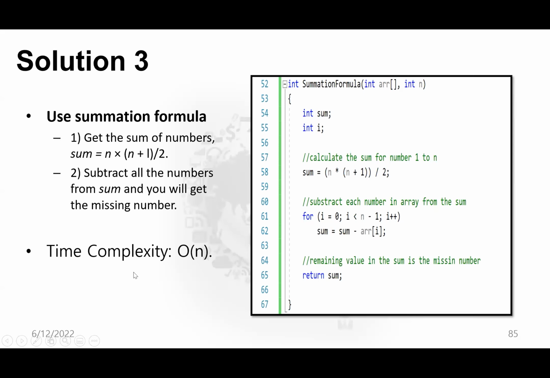This method costs order of n because you only have one for loop. And calculating the sum is fixed, it's constant, doesn't matter what your n size is, because we use the formula. So you only need one for loop. So this third solution is better than our first two methods.